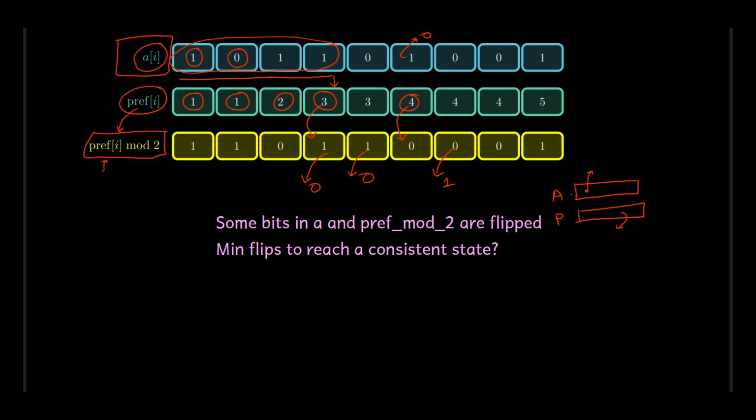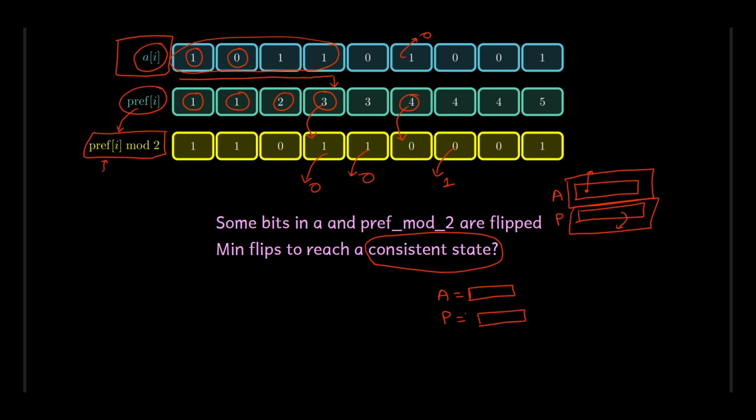Now once I do this, you will realize that this prefix sum array is not really a prefix sum modulo 2 of this array anymore, because you have done random flips. So you have to figure out what is the minimum number of flips to go back to the old state, that is, go back to a consistent state. And what do I mean by a consistent state? A consistent state is the one wherein after a series of flips, the array A that you have achieved and the P array that you have achieved, this P array should be a prefix sum modulo 2 of this binary string that you have achieved.